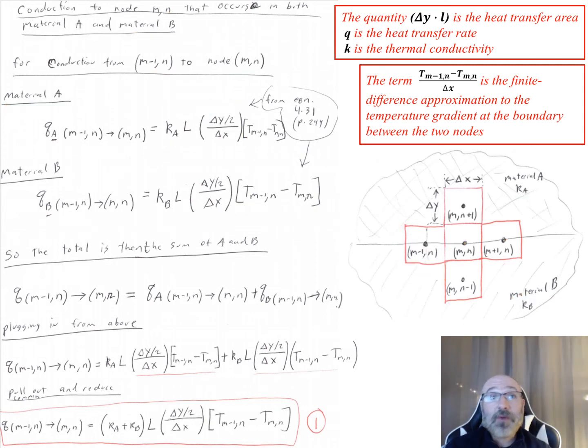So now that we've found that heat rate for material A and material B separately, we want to add those together, because the total is going to be the sum of A and B. So we can notice here our heat rate going from our node M minus 1n to Mn, our total heat rate, is going to be the sum of QA and QB from that node to the center.